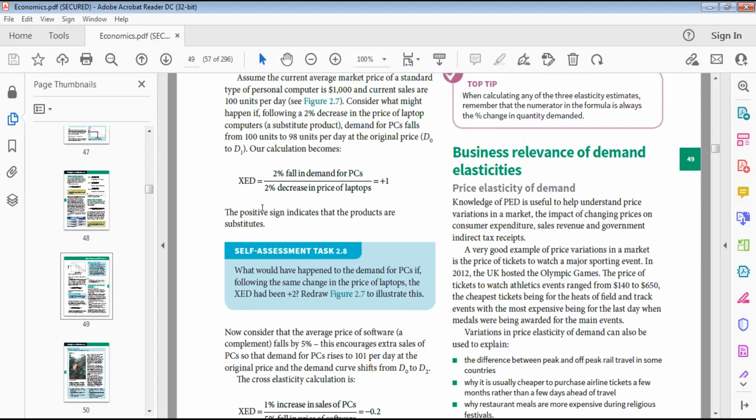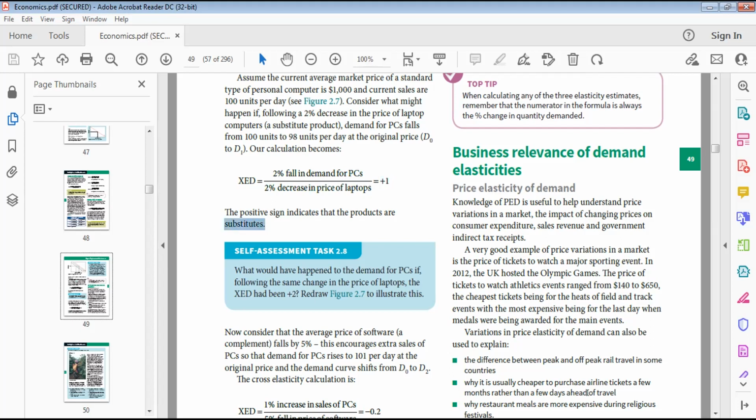Now let's see how to interpret. If your result is a positive figure, it means the products are substitutes. For example, here the answer is +1. That means if you decrease the price of laptops, then the demand for PCs will fall. That makes sense, right? Because when you decrease the price of laptops, people are going to buy more laptops and fewer PCs. So the result is +1, a positive figure, and that means they are substitutes.